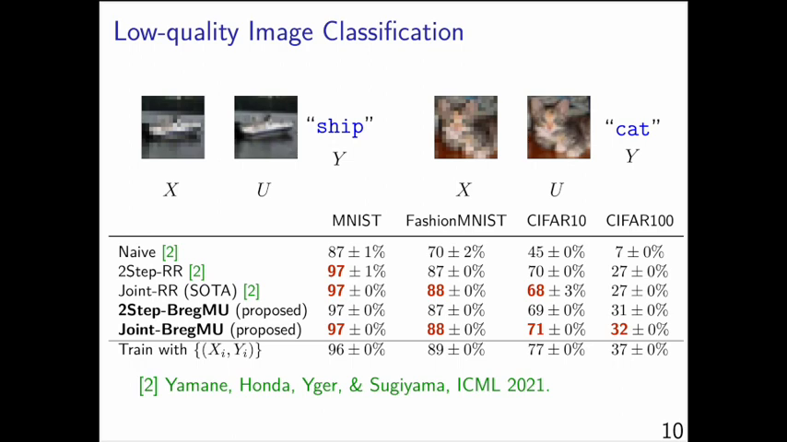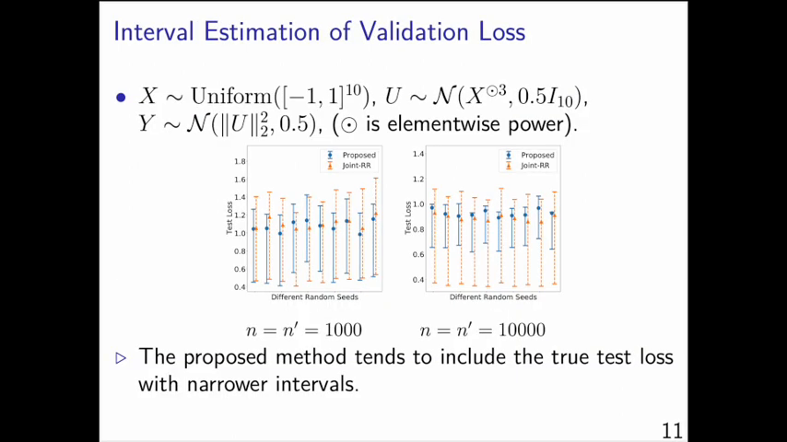To have an idea about how difficult classifying low-quality images is, we also showed the result for training given access to ordinary supervised data. From the results, we can see that joint Breg-MU showed the best performance, and the performance is not too far from the ordinary supervised learning. We also tested the proposed validation loss interval estimator.